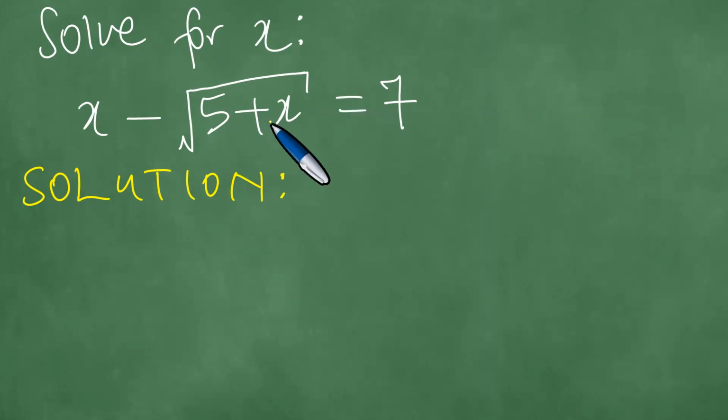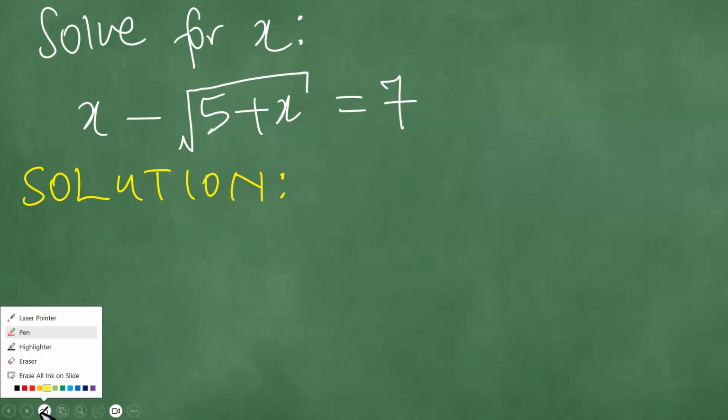Before we do this, okay? 5 plus 11 is 16, and the square root of 16 is 4, and 11 minus 4 is actually 7. So good, yeah, that is correct, but let us solve this step by step together.